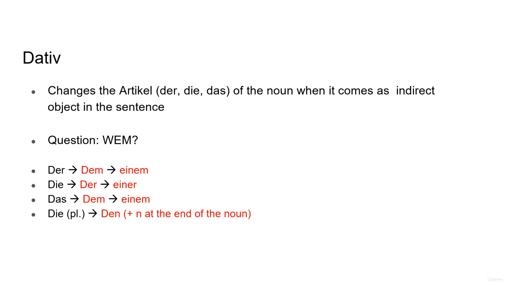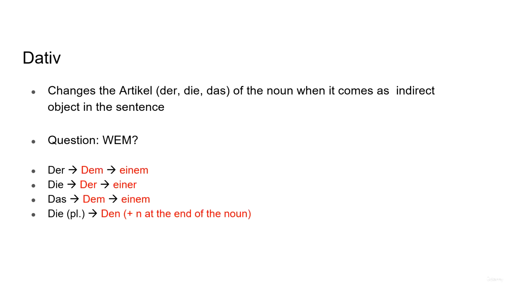However, die would change to der. It doesn't make any sense, I know, but it is like that. Die in dative changes into der and einer with an R. So in accusative it stays the same, but die in dative is turned into der. And finally, die plural is changed into den, just like the der form in accusative.